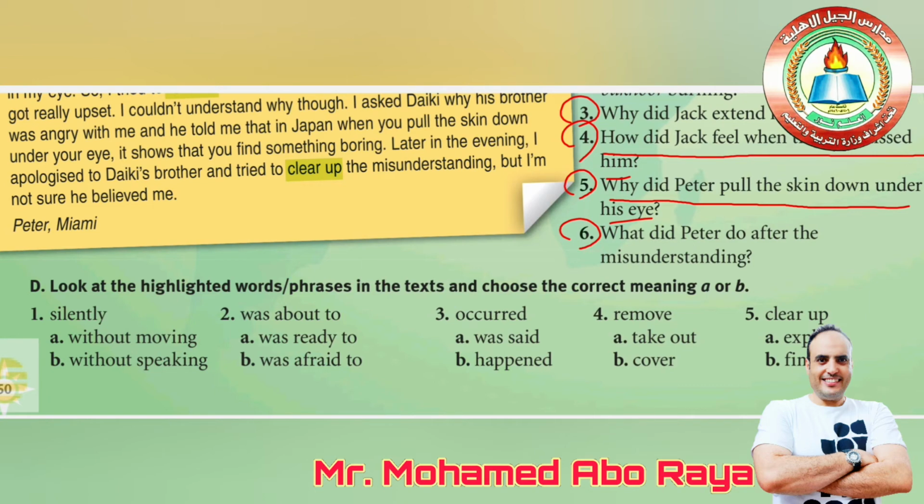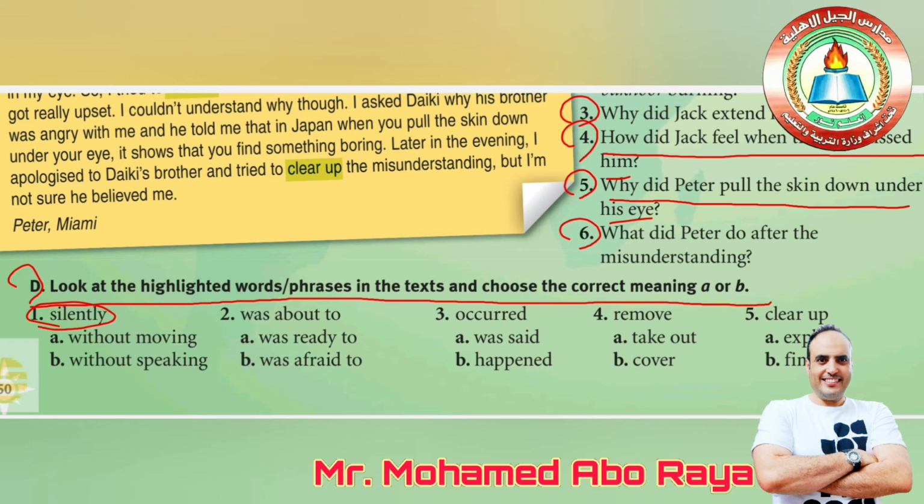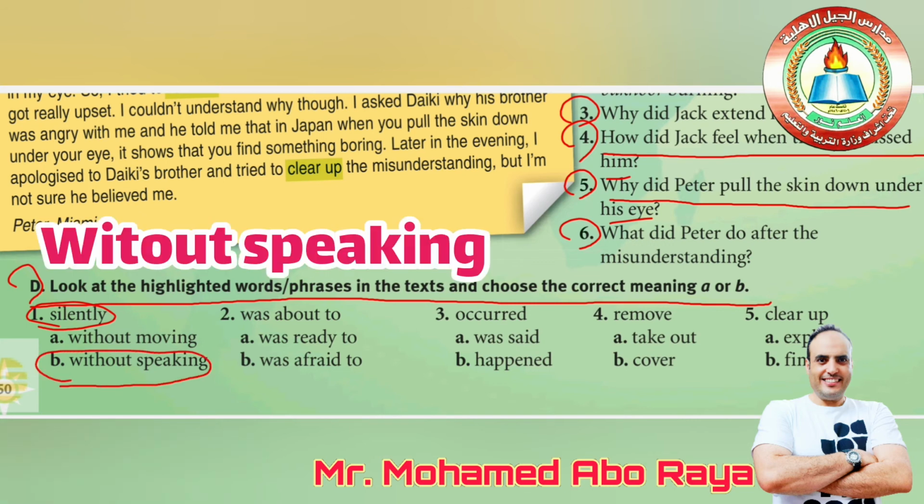D. Look at the highlighted words and phrases in the text and choose the correct meaning, A or B. Number 1. Silently. Silently means without moving or without speaking. Yes, silently. The adverb comes from the word silent. Without speaking. Silently means without speaking.